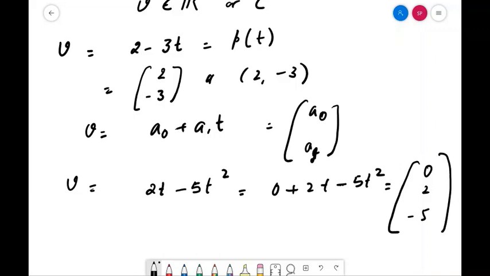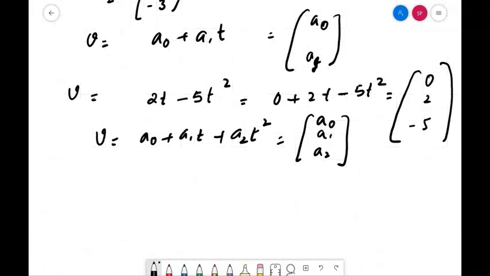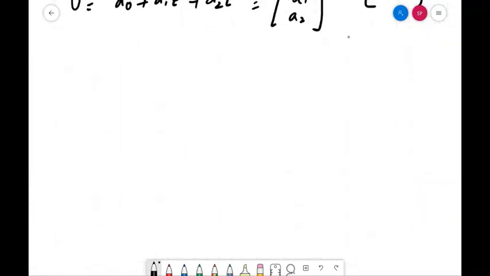That means I have another vector in the form a0 plus a1t plus a2t square. So this is a0, a1, a2. This is also a vector. So like this in algebra, we can consider so many things as vectors with given parameters. Now we have an idea about the vectors, so let us see the operations on these vectors. First I'll take vector addition.